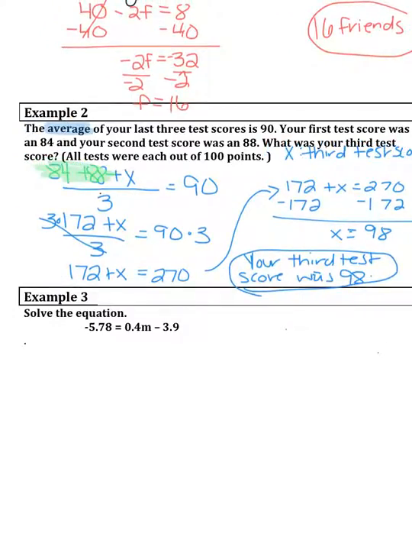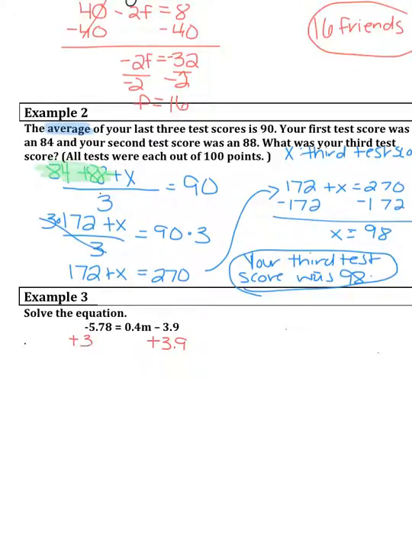Solve the equation. We have lots of negatives and decimals. You can do this problem though. Remember your operations with decimals. And remember, guys, what your goal is when you're solving an equation. Isolate that variable. Okay, so I would have to get rid of this minus 3.9 first. I would add 3.9 to both sides.